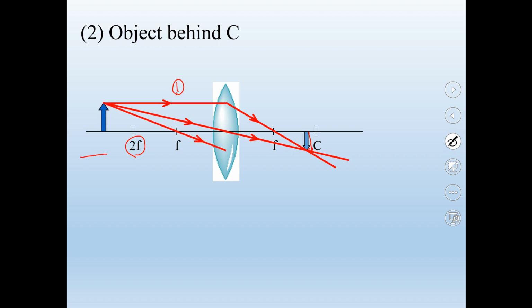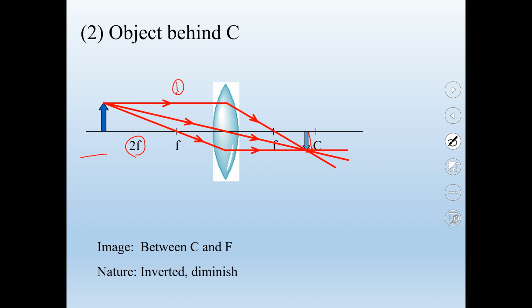Now we will describe the image. Normally two light rays are enough, but we are also sending a third ray. Look at this. If a light ray passes through the focus point, after refraction it goes parallel to the principal axis. Look at this, the three refracted rays connect at the same point. Describe the image: the image is between the center point and the focus point, and the image is inverted and diminished, meaning smaller than the object, and the image is real. Inverted means the shape is opposite.